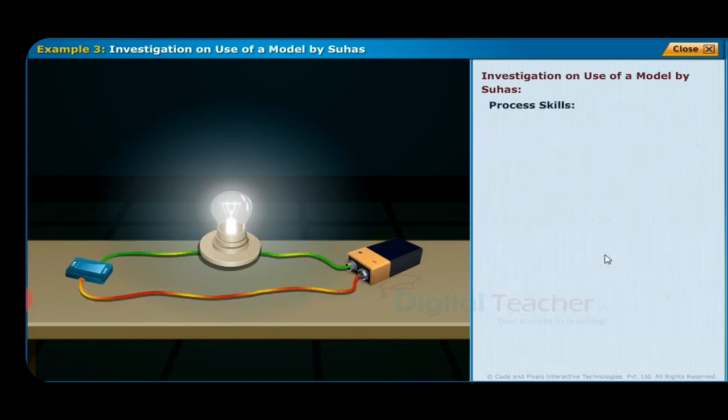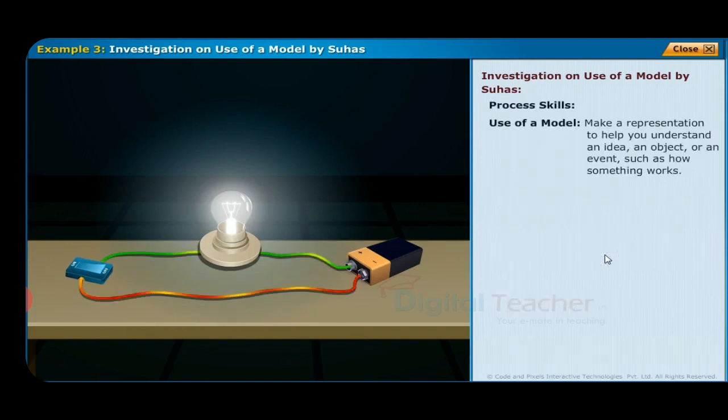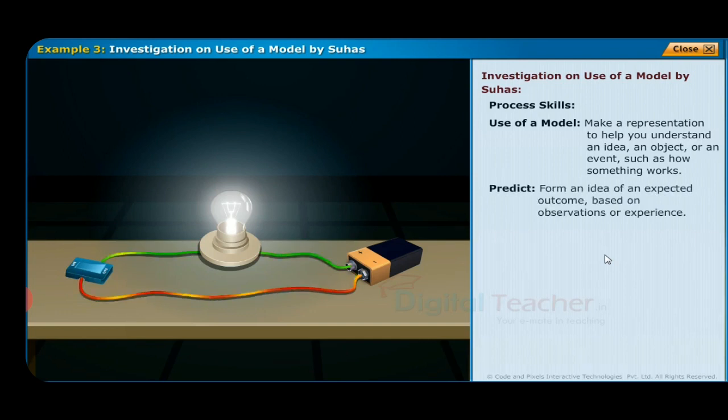Process skills. Use of a model. Make a representation to help you understand an idea, an object, or an event such as how something works. Predict. Form an idea of an expected outcome based on observations or experience. Infer.